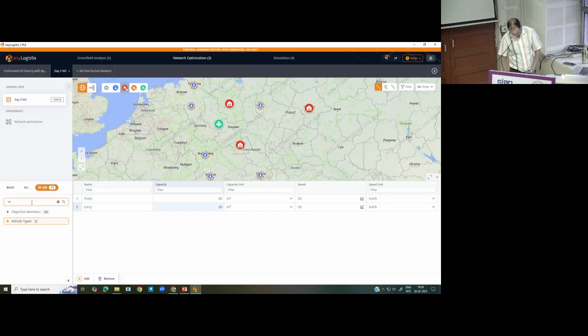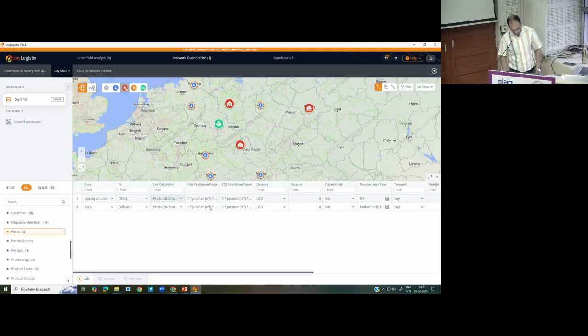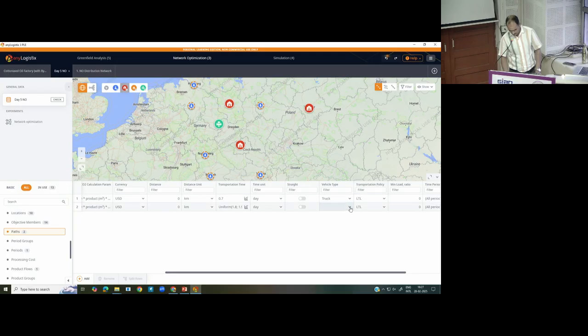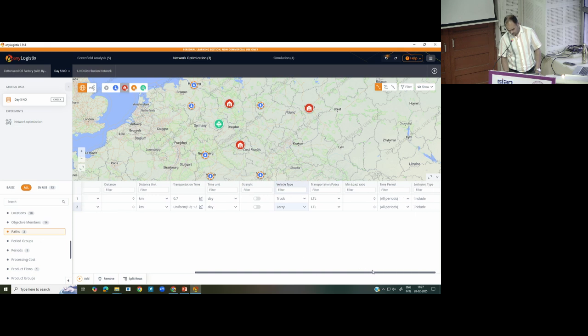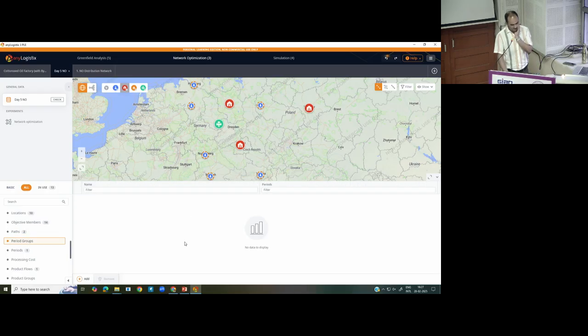Okay, come back here. Paths. From supplier to your DC, truck, and then from DC to customer, lorry, less than truckload policy, and there is no minimum load requirement here. Done. So our path table is completed, where we define the transportation cost. Now period groups. I don't need period groups. For the period, I am running for 1 year, 1st of January to the 31st of December.